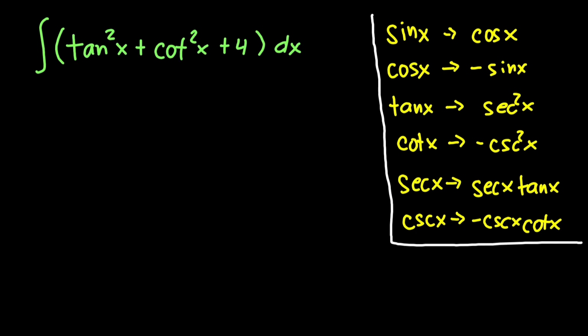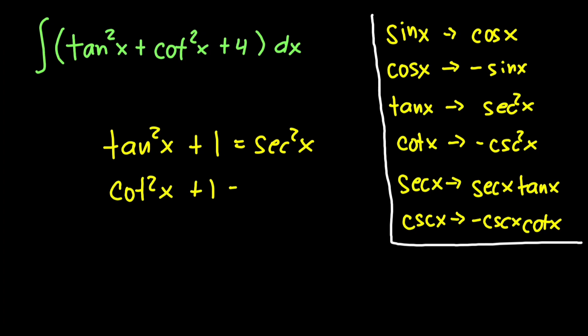The integral of tangent squared of x plus cotangent squared of x plus 4 dx. So if you can see here, we have a tangent squared and cotangent squared. But when we see on this table, there are no cotangent squared or tangent squared. So that brings us to finding its trigonometric identity. Know here that tangent squared of x plus 1 is equal to secant squared of x. And cotangent squared of x plus 1 is equal to cosecant squared of x.